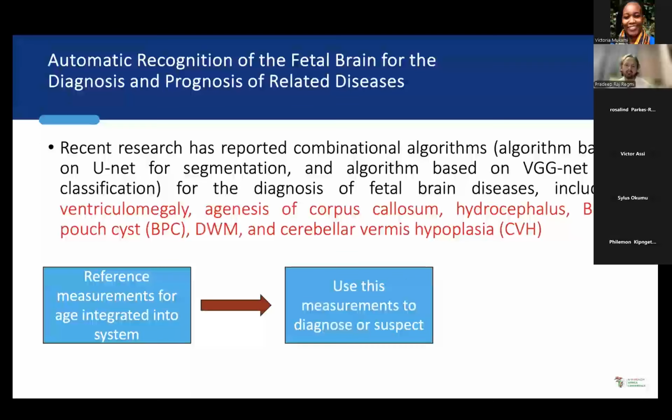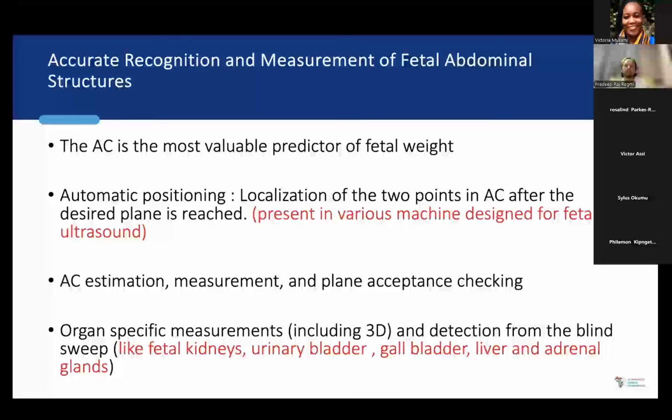Another, as I said, these internal structures of the brain can be trained through the data set for detection of internal brain anomalies as well. These are the most common anomalies we get, like ventriculomegaly, hydrocephalus, corpus callosum anomalies, or posterior fossa anomalies. So this can be detected with combinational algorithms. Another would be measurement of fetal abdominal structures, and automatic positioning can be one.